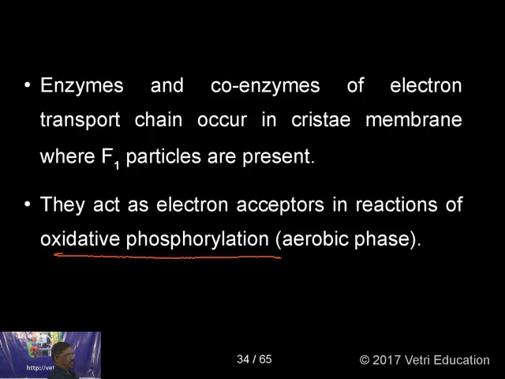So ATP is formed in aerobic respiration. That's why in respiration, in the cytoplasm only glycolysis takes place, and the remaining total release of energy takes place in the mitochondria only. That process, the electron acceptor reactions, is called oxidative phosphorylation. Phosphorylation means the formation of ATP, by oxidation, oxidative phosphorylation. The same in photosynthesis also forms ATP, that is called photophosphorylation, phosphorylation in the presence of sunlight. Here it is oxidative phosphorylation.